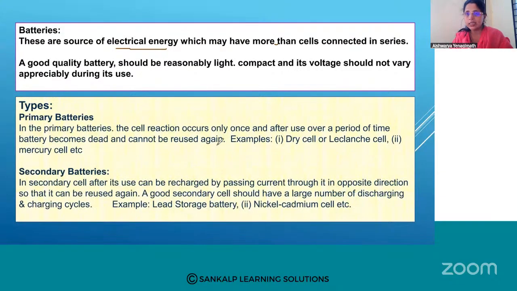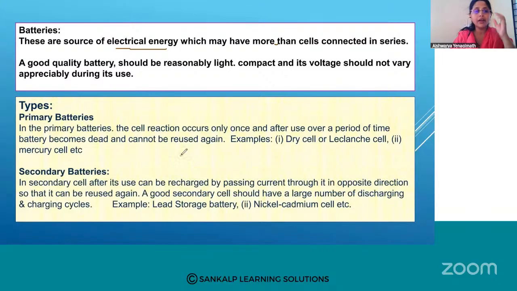Examples are the dry cell, which you also call the Leclanche cell, and a much better version of the dry cell, the mercury cell. Then you have secondary batteries. What are these? Secondary batteries can be used again and again. You supply electric current to it and you can recharge it. The best example is your mobile. The battery is low, you put it for charging, and after 1 hour it becomes 100% again, so you can use it again and again. So that is a secondary battery.